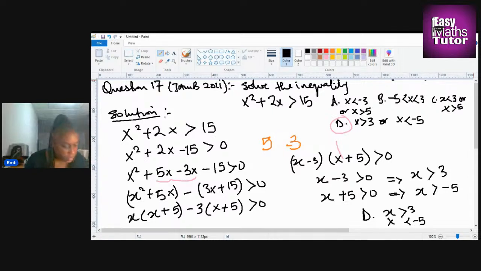Okay, yeah, that's the correct explanation. X is greater than 3 or less than minus 5. So that is the correct solution to question 17.